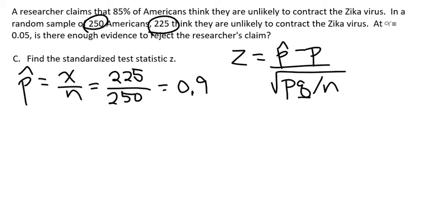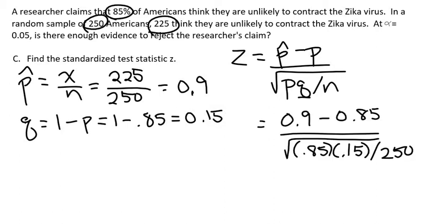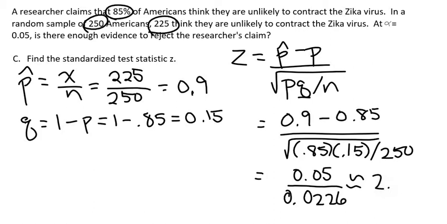Next, I also need to find q. q is 1 minus p. Now, don't get confused between p and p hat. p is going to be what's in the claim. So this is 1 minus 0.85, which is equal to 0.15. Now let's take our numbers and plug them into our formula. In the numerator, I have 0.05, and the denominator simplifies to approximately 0.0226. And this value here is approximately equal to 2.21. So my standardized test statistic Z is 2.21.